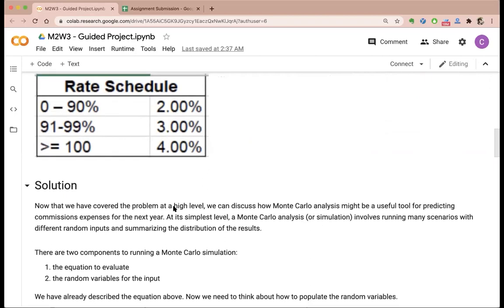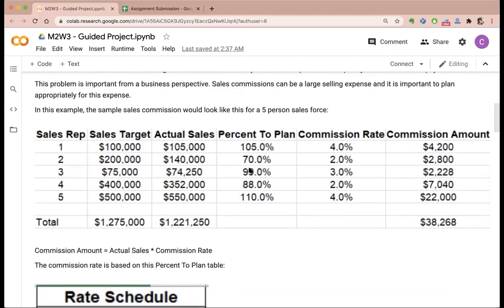So now that we have covered the problem at a high level, we can discuss how Monte Carlo analysis might be a useful tool for predicting commission expenses for the next year. At its simplest level, a Monte Carlo analysis or simulation involves running many scenarios with different random inputs and summarizing the distribution of the results, right? So the very naive result, as someone suggested, is just taking this value and predicting for the next year, so you're just saying 38.2K is the prediction for next year.